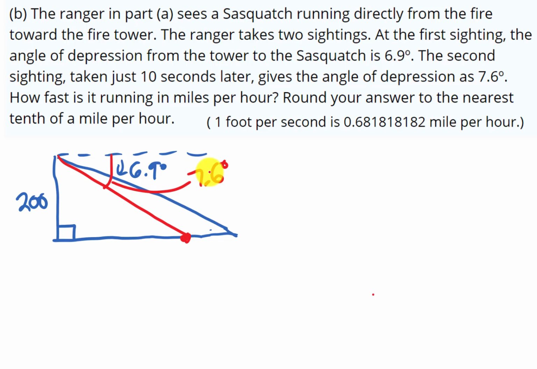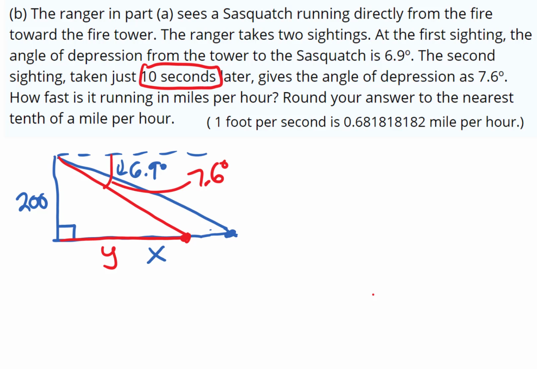And we're going to round to the nearest tenth of a mile per hour, and they've given us a conversion from feet per second to miles per hour. So let's go ahead and first of all we will find how far he was away at the first sighting, so we'll call that X. And then how far he was away at the second sighting we can find, and we'll call that Y. And then we'll take the difference between those, and that's how far he ran in 10 seconds. So we will have how many feet per second he's running.